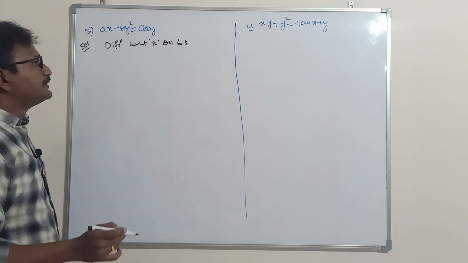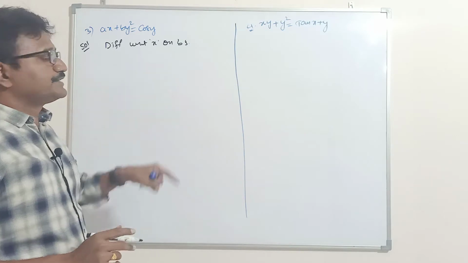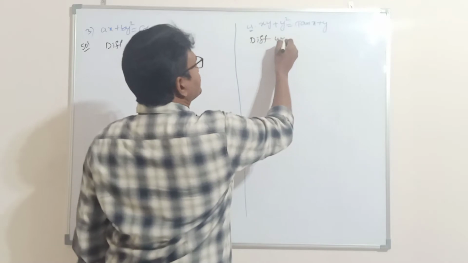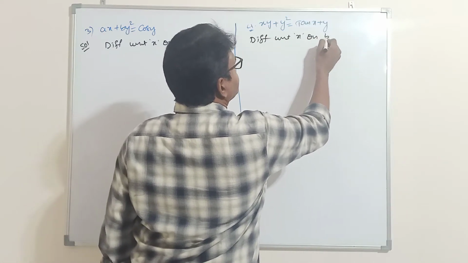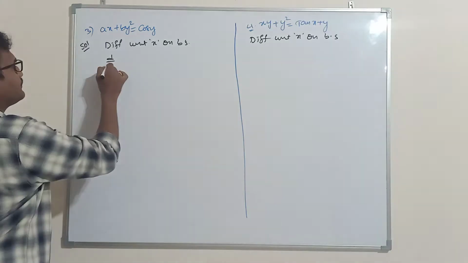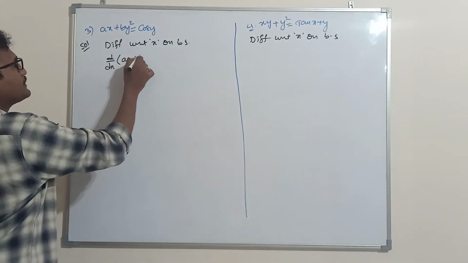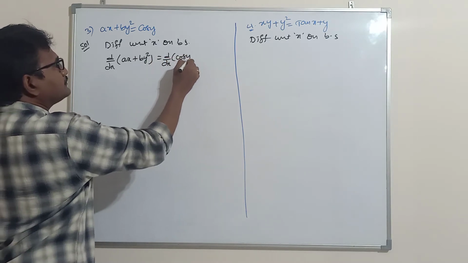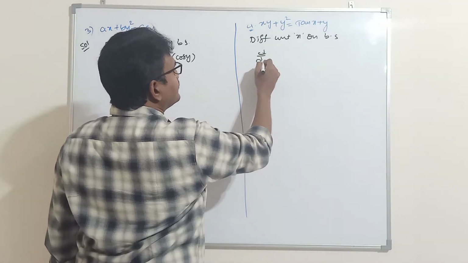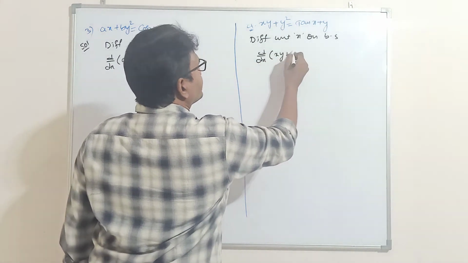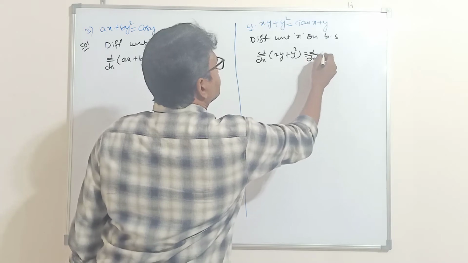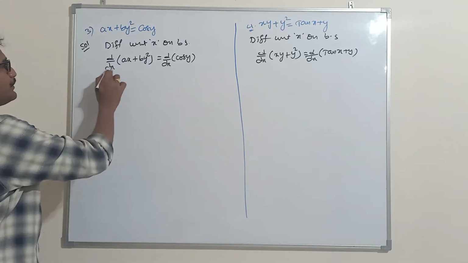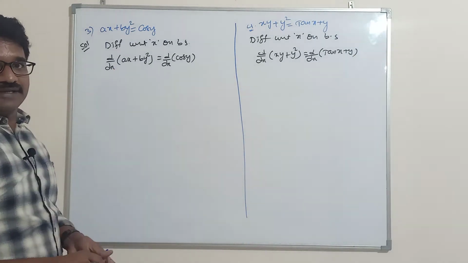For every implicit function, we have to apply differentiation with respect to x on both sides. For this problem also the same, differentiating with respect to x on both sides. Then d by dx of ax + by² is equal to d by dx of cos y. Here d by dx of xy + y² is equal to d by dx of tan x + y.